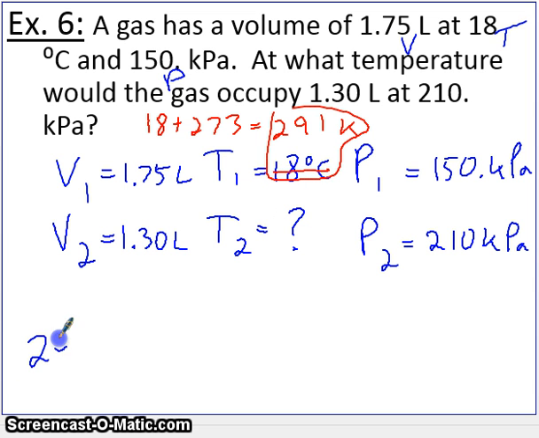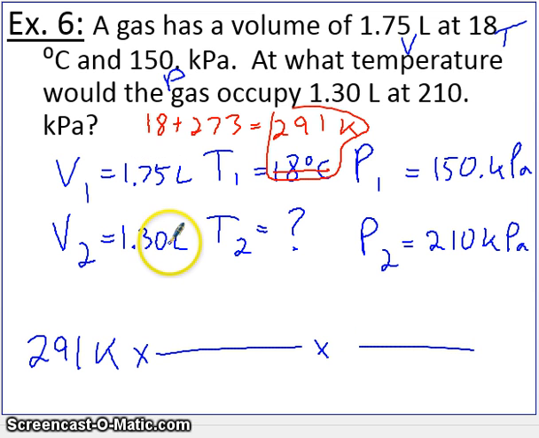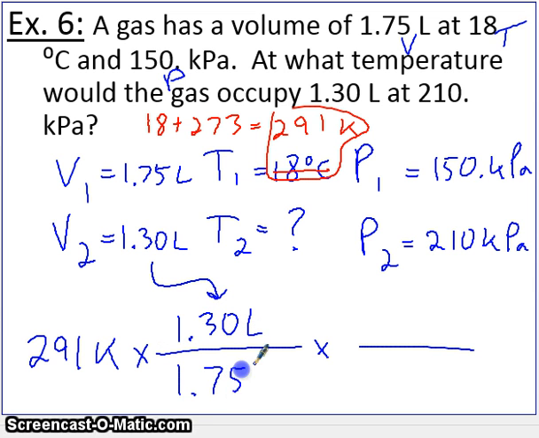So you have 291 Kelvin. In this case, we will multiply by two ratios. Since we have volume affecting the temperature, we have pressure affecting the temperature. So let's do the volume first. Let's put this ratio in here. And the question is, how does volume affect temperature? Well, in this case, volume goes down. When volume goes down, what happens to temperature? Temperature must go down because of Charles' law. So for temperature to go down, I would put the small number on top, 1.30 liters. Put the big number on the bottom, 1.75 liters.